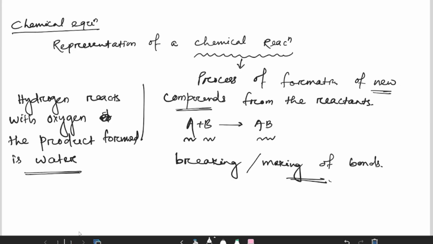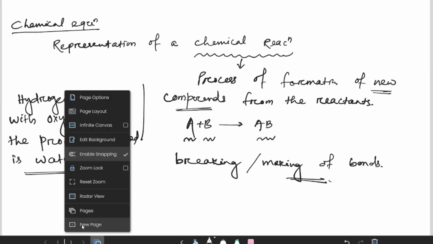So there are three ways of writing it. Actually there are two ways. One is the valence chemical equation. So first let me write the word form of a chemical equation. The first type of chemical equation is known as word equation. So what is word equation? Representation of a chemical equation by the names only.